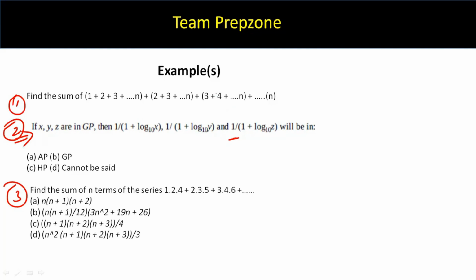I found the relation between A, B, C. Those were in AP. So 1 upon A, 1 upon B, 1 by C was the given expression. So that was HP. Very good. That was exactly what was needed. See, whenever you have a 1 upon term here, right?